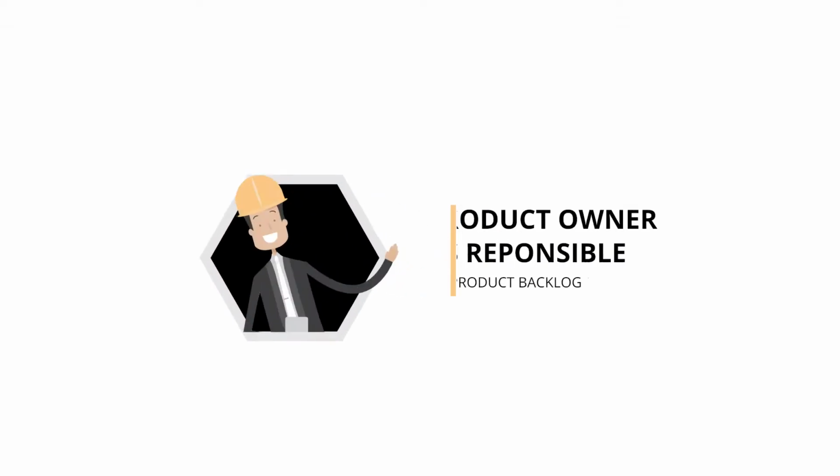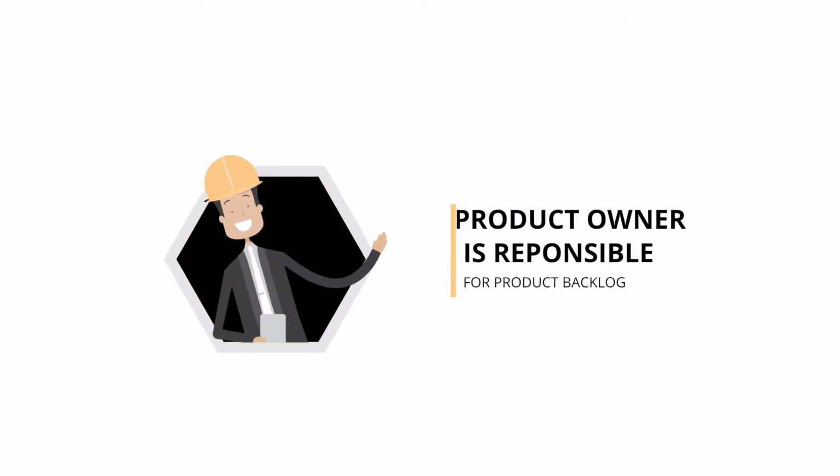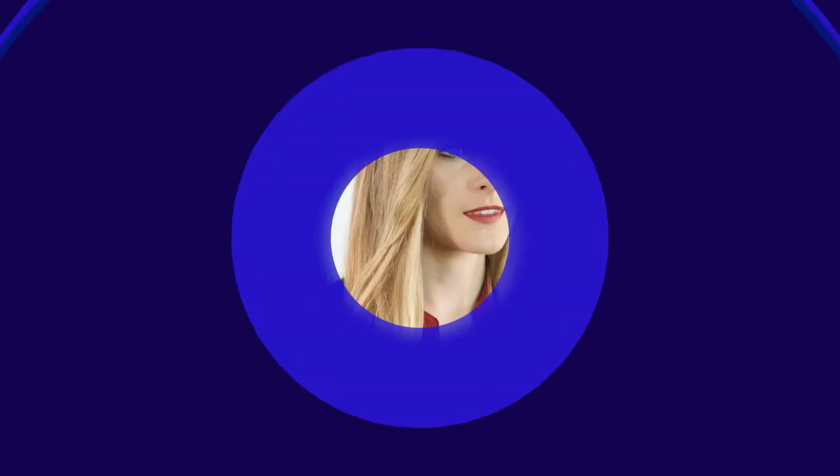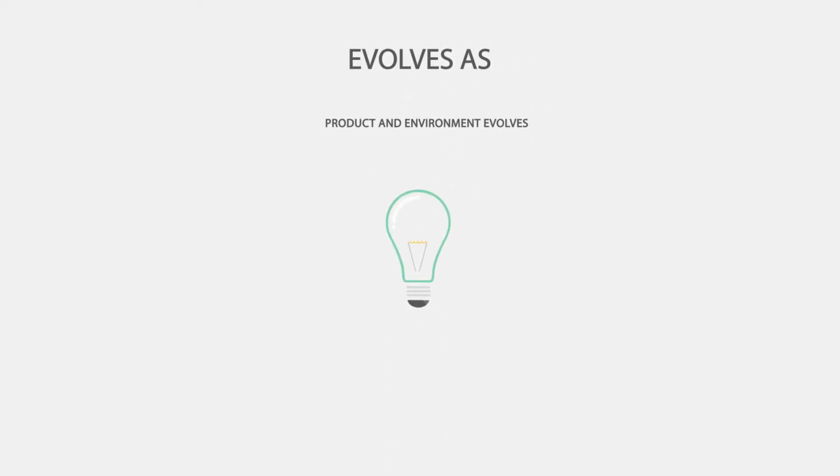It is the single source of requirements for any changes to be made. The product owner is responsible for the product backlog, including its content, availability, and ordering. A product backlog is never complete. The earliest development of it lays out the initial information and best understood requirements. The product backlog evolves as the product and its environment evolve.